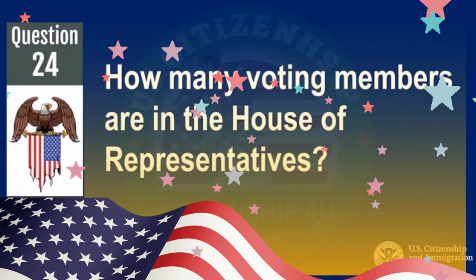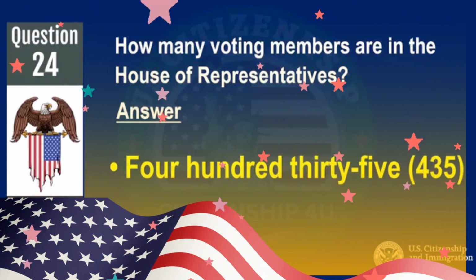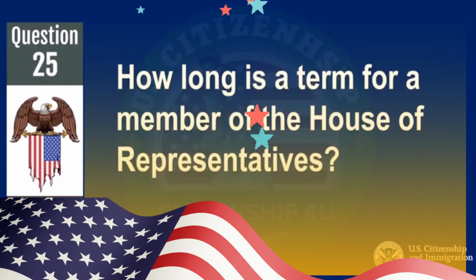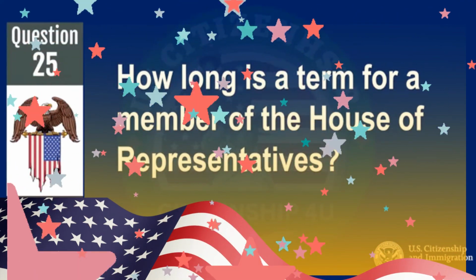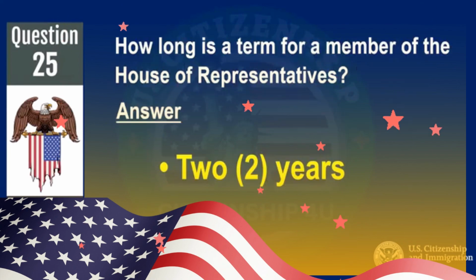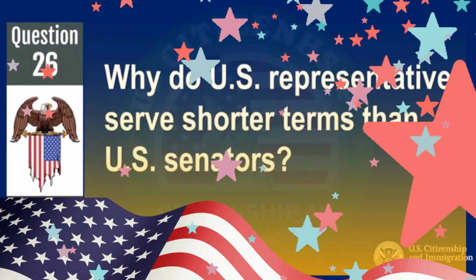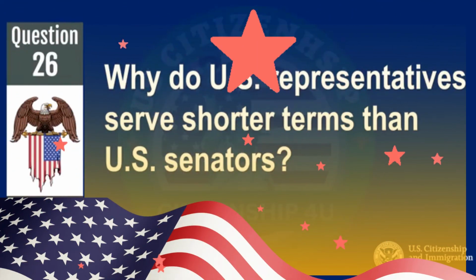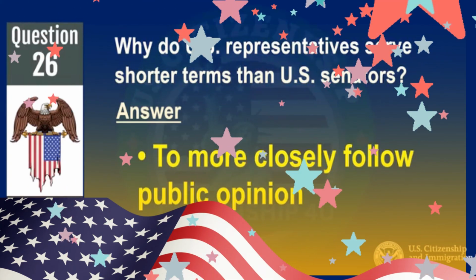How many voting members are in the House of Representatives? 435. How long is a term for a member of the House of Representatives? 2 years. Why do U.S. representatives serve shorter terms than U.S. senators? To more closely follow public opinion.